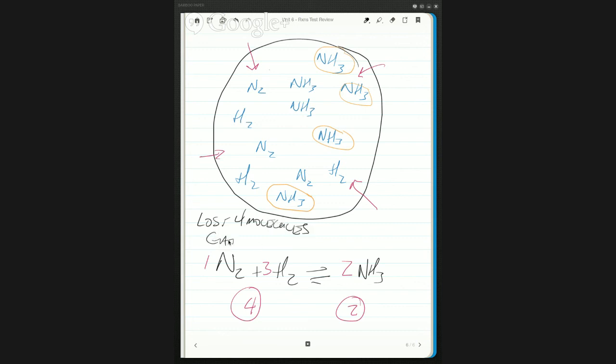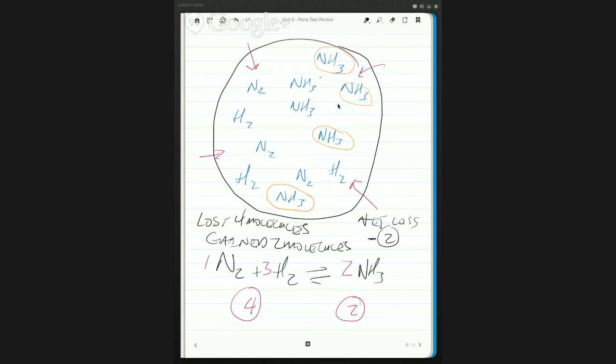We gained 2 molecules. So there's a net loss of 2. We subtracted 2 from the overall. There was pressure. There's less space. I didn't do a very good job with this, but you know, we can fit.